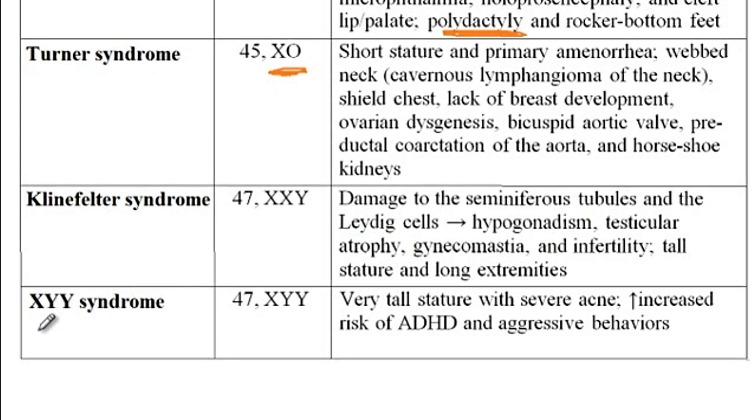And then the final disorder we are discussing here is the XYY syndrome, which, as the name implies, has XYY chromosomes. And these patients have very tall statures with severe acne, and there is also increased risk of development of attention deficit hyperactivity disorder as well as aggressive behaviors in these patients. And that concludes our discussion of the chromosomal abnormality disorders.